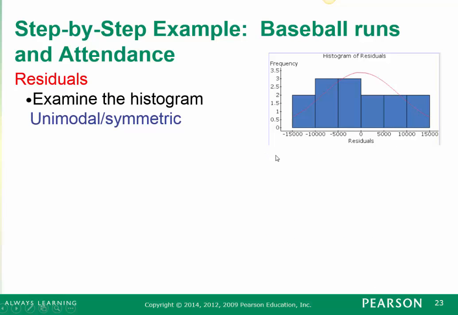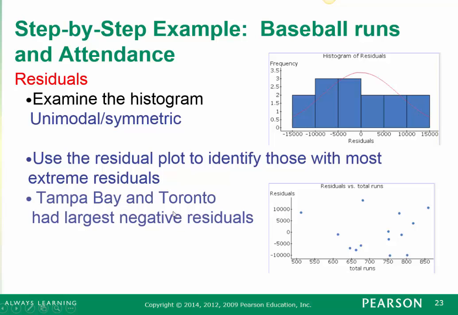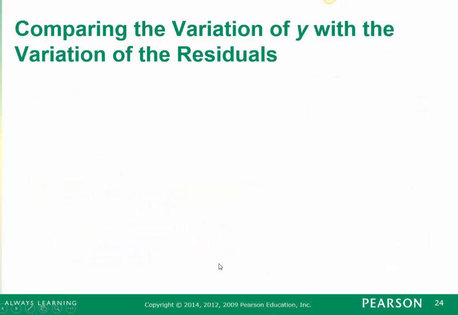So again, back to the baseball runs, I just showed you this. There was the histogram of the residuals, and then there was the residual plot we just looked at. And we really don't see anything going on here. We see a random pattern. Tampa Bay and Toronto have the largest negative residuals, which are right here. Remember, you can explore on those plots and identify those. Yankees and LA have the largest positive. Must be this one and this one, I guess.